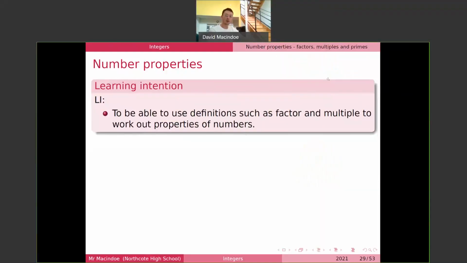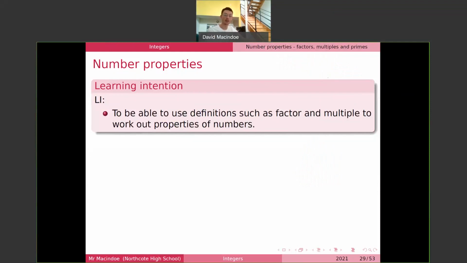In this lesson, we're going to look at some properties of numbers. Some of these properties, for example, we're going to look at factors, multiples, also things called highest common factors, lowest common multiples, which you might have heard of before. And all of these things are really useful when playing around with numbers, when doing different things with them.